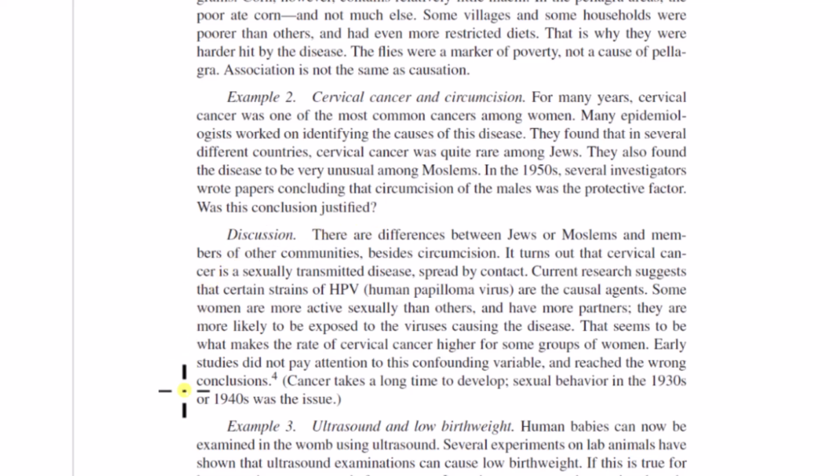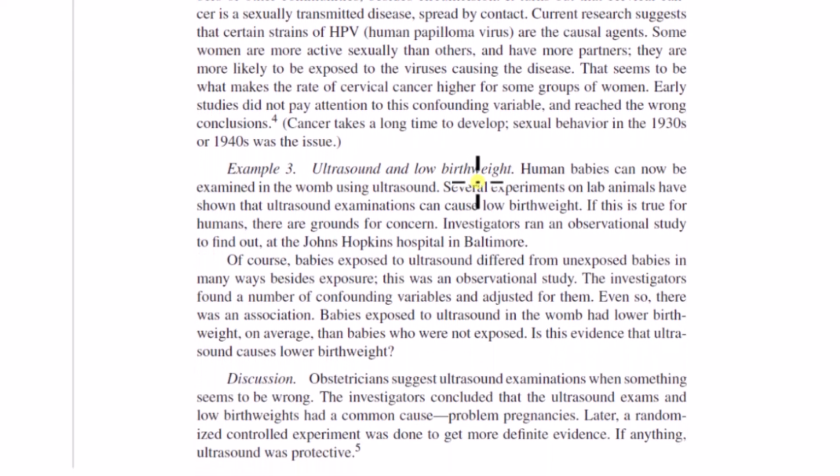Okay, now what they found was that cervical cancer was a sexually transmitted disease, and it had to do with lifestyle: Muslims and Jews were not as sexually active as other groups. Cancer takes a long time to develop. Sexual behavior in the 1930s or 1940s was the issue, right? This outbreak was in the 1950s. And so it was that sexually active lifestyle, not as common amongst Jews and Muslims, that was the cause. All right, example 3, ultrasound and low birth weight.